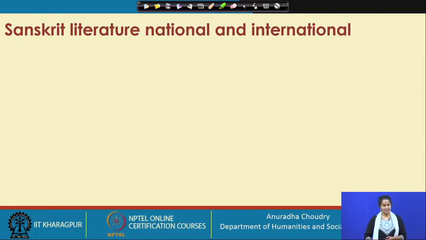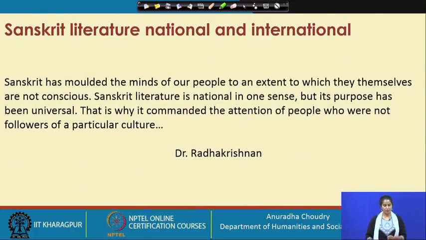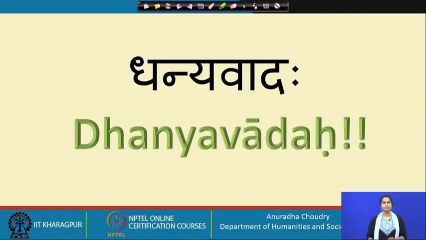So saying this, I would like to just share with you a beautiful quotation by Dr. Radhakrishnan. He says, Sanskrit has molded the minds of our people to an extent to which they themselves are not conscious. Sanskrit literature is national in one sense, but its purpose has been universal. That is why it commanded the attention of people who were not followers of a particular culture.